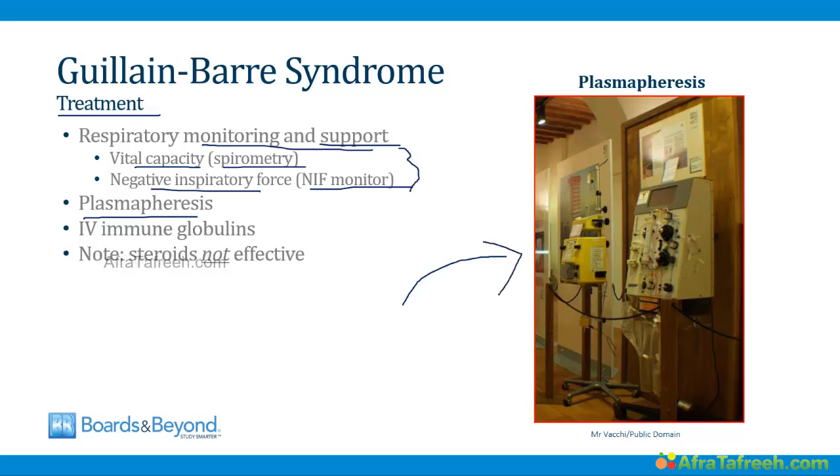And what plasmapheresis does is it removes plasma and cells from the body and then returns only the cells. And the idea here is that it will remove harmful antibodies from the patient's plasma. An alternative to plasmapheresis is IVIG, or IV immune globulins.